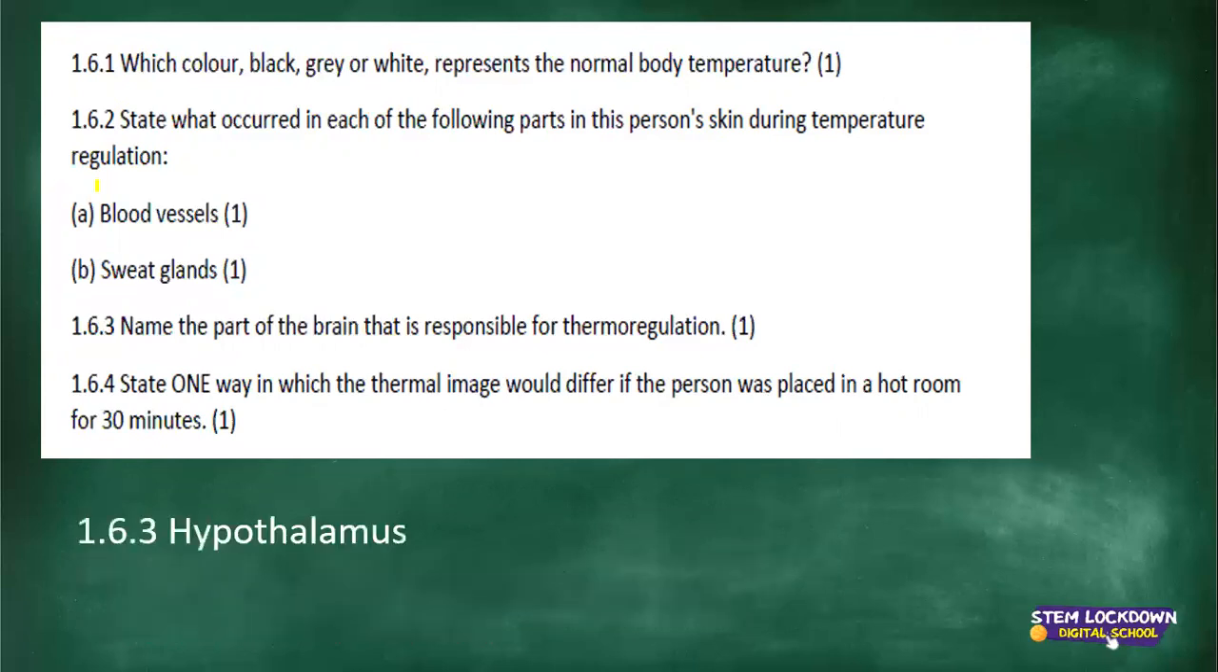It is called the hypothalamus. That is where you see it functions with a lot of other glands. This one, the hypothalamus, is the part of the brain responsible for thermoregulation.